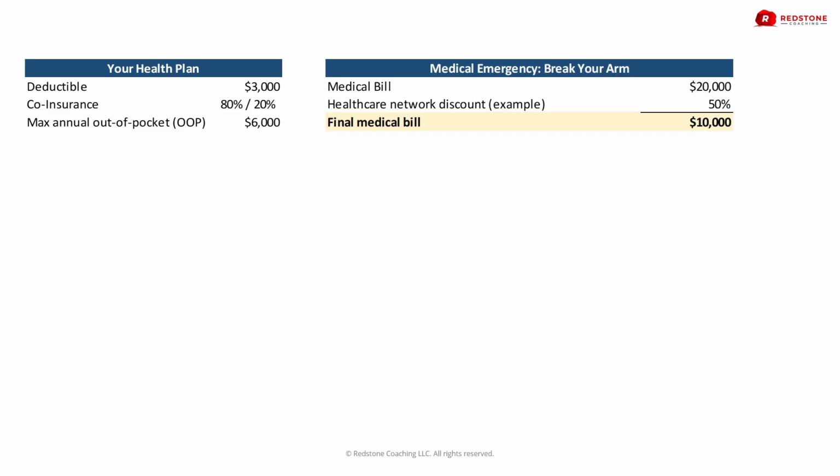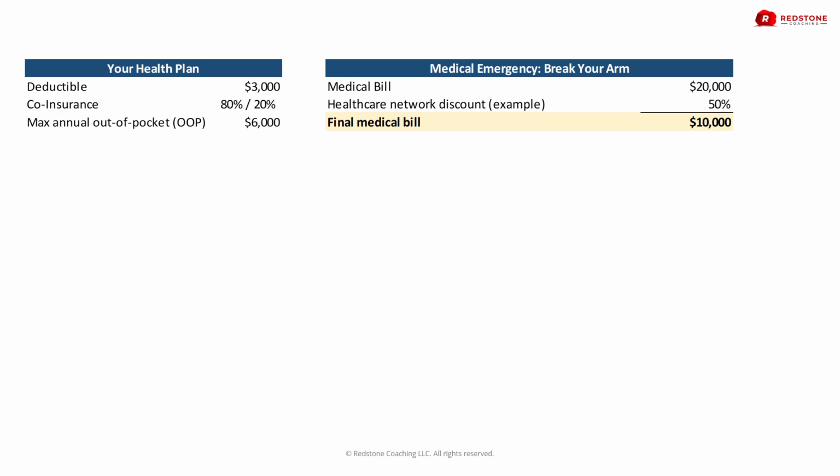All right. So as an example of how this health plan would actually work, let's say that you have a medical emergency, and God forbid this happens. Let's hope it never does. Let's say that you break your arm. Well, breaking a bone is very expensive, and it's a lot more expensive than people expect. Now, is it going to be 20 grand? I don't know, but this is just an example. So let's say the total medical bill is $20,000.